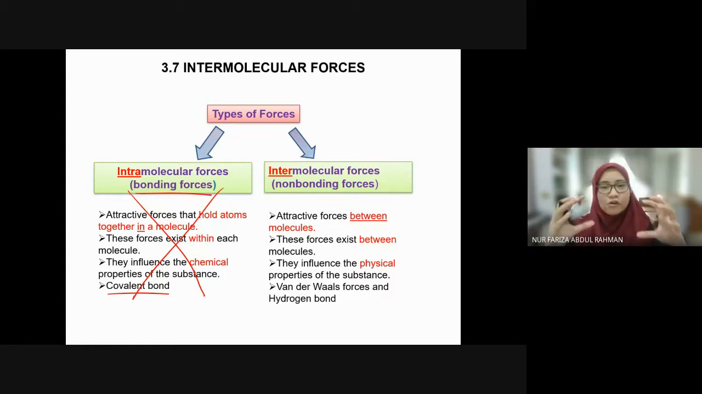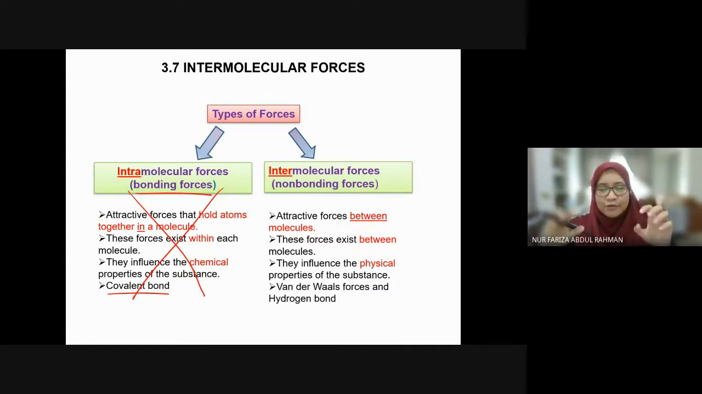It is actually the forces felt between the molecules. Intra is inside the molecule, H2O for example. Inside the molecule there are oxygen and hydrogen. So these two are attached with one covalent bond. That is what we call intramolecular.